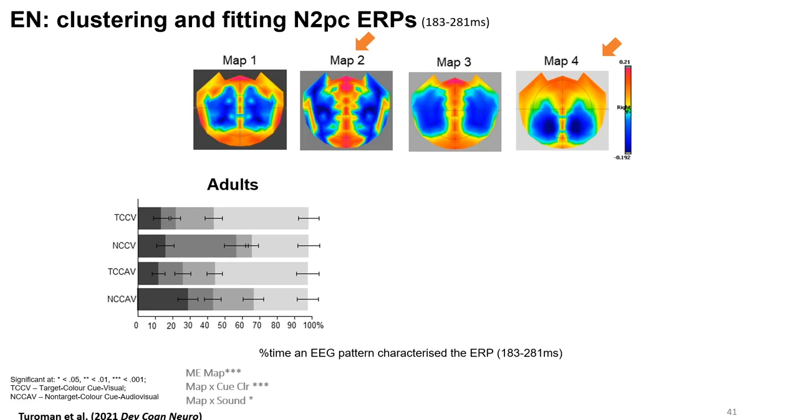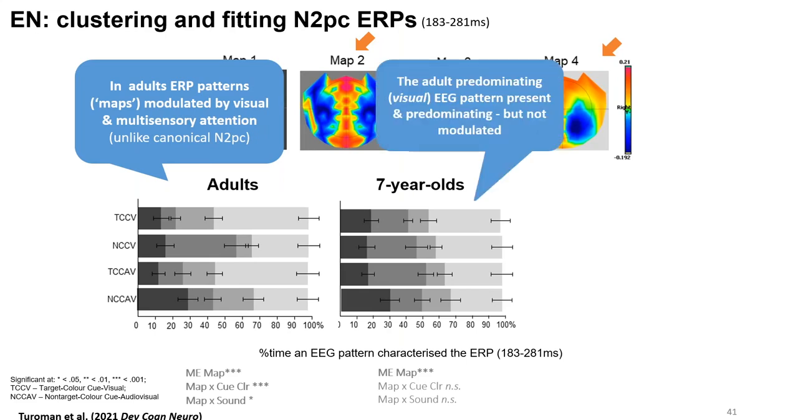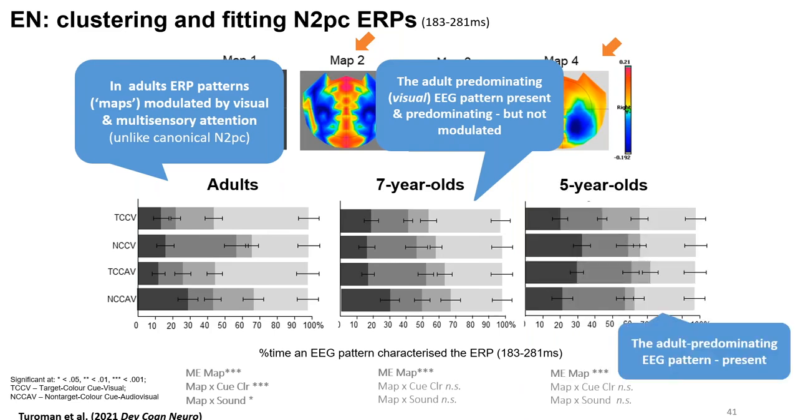But now we have also found another pattern, called map 2, which was sensitive to the nature of the distractor, meaning that it reflected the sensitivity of the brain to paying attention to visual versus audiovisual distractors. What about younger participants? In 7-year-olds, the map that was predominating in adults was also predominating, but it was not yet modulating with the color of the distractor or with the presence of sounds with the distractors. And for 5-year-olds, this map was also present reliably, but what was not found in them is that this map was predominating against other EEG patterns during this time period.